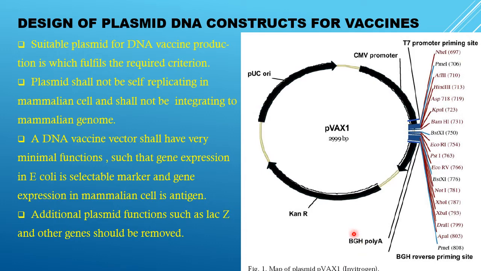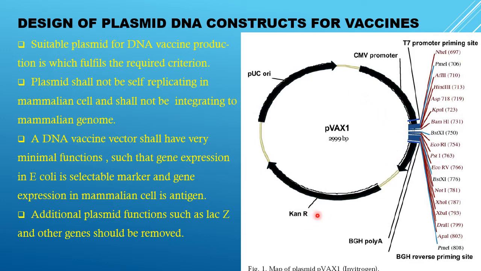Now the vector contains a pUC backbone. I told you, this vector plasmid was first constructed and developed by the University of California, and this is why this vector is known as pUC. And the CMV promoter with intron A. There should be an intron A, and the BGH terminator and kanamycin resistance.